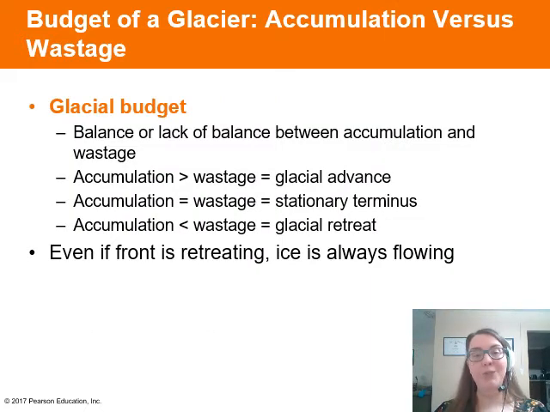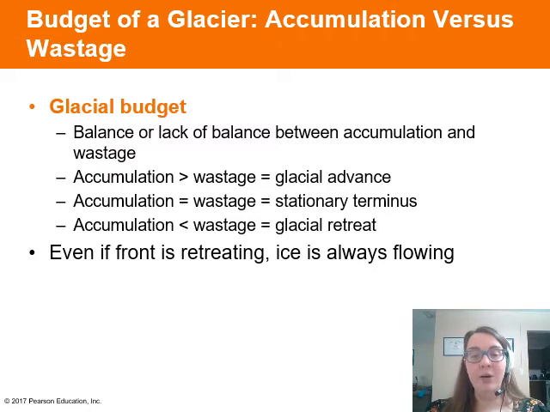But with our glacial budget, we want to know, is it accumulating or is it wasting? And again, we want to look at this more than just one year because every year we see that it accumulates in the winter and then it wastes in the summer. So with our glacial budgets, we want to look over longer periods of time, generally multiple years, if not multiple decades, to figure out exactly what's going on with this glacier.